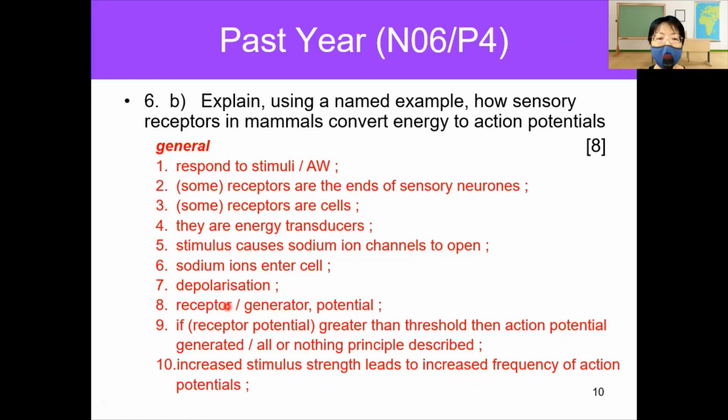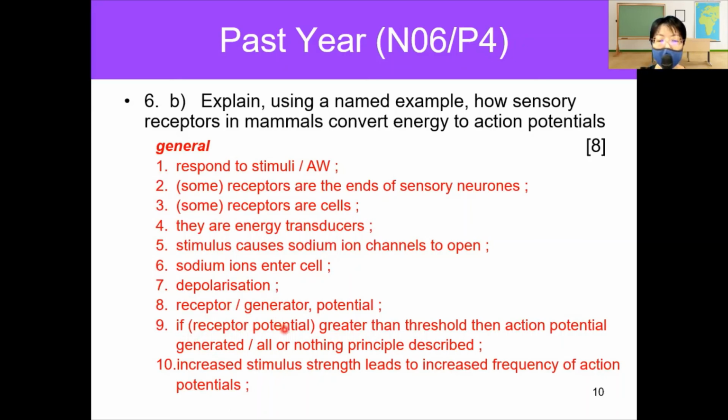And then eventually this will cause the sensory neuron to depolarize. So that will create generator potential. Now they put these 2 together because if you are talking about the primary receptor, which is also a neuron, the receptor potential is also equal to generator potential because the receptor is also a neuron, okay? But if it's a separate receptor, the secondary receptor separate from the neuron, the receptor will have got receptor potential, the sensory neuron will have got generator potential, okay?